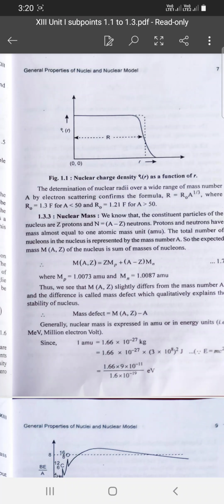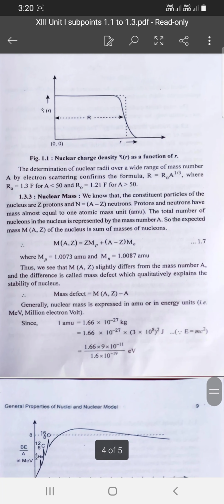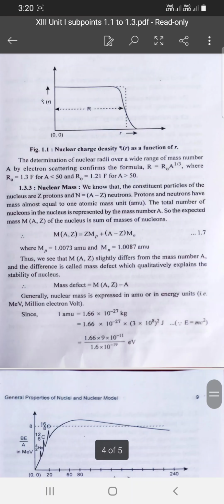Therefore, R naught equals 1.3 Fermi for A less than 50, but R naught is equal to 1.1 for A greater than 50. Now we move towards nuclear mass. The constituent particles of the nucleus are Z protons and N equal to A minus Z neutrons. As you know, protons and neutrons have mass almost equal to 1 atomic mass unit, AMU. The total number of nucleons in the nucleus is represented by the mass number A.